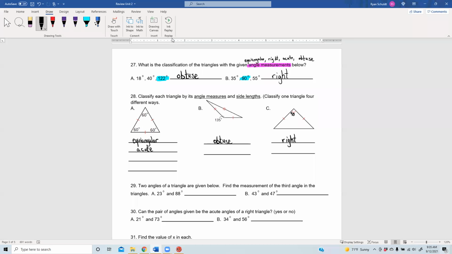Now let's go by side lengths. So for A, all sides are the same. That means this one is an equilateral triangle. If it's equilateral, though, it also has to be isosceles.